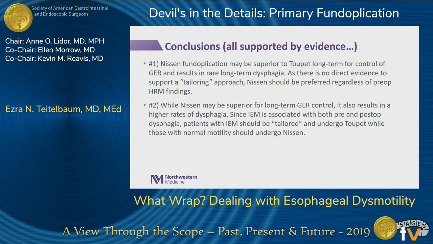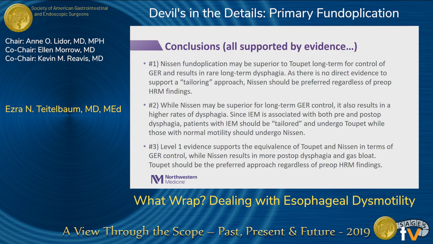Number two, while Nissen may be superior for long-term control, it also results in higher rates of dysphagia. IEM is definitely associated with both pre- and post-op dysphagia, and so therefore, patients with IEM should be tailored and undergo toupee, while those with normal motility should undergo Nissen. That's definitely supported by the evidence. Number three, there's level one evidence that supports the equivalence of toupee and Nissen in terms of GERD control. While Nissen definitely, according to level one evidence, results in more post-op dysphagia and gas bloat. Therefore, toupee should be the preferred approach regardless of high-resolution manometry findings. That conclusion is supported by the evidence.